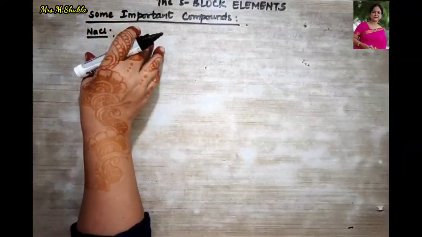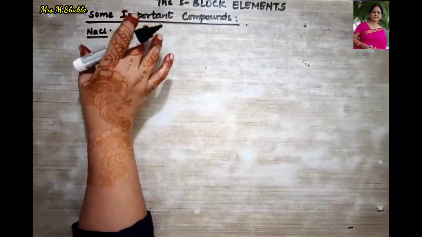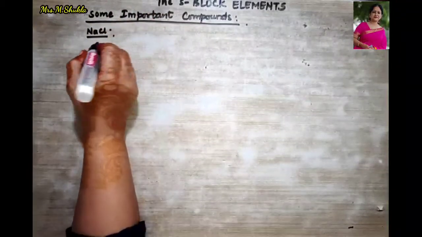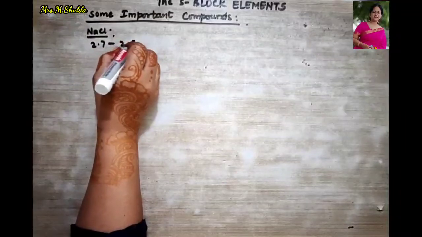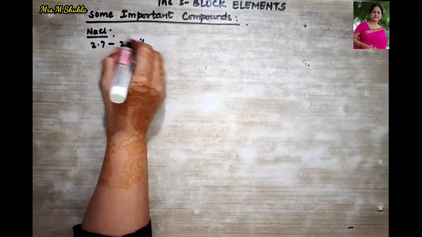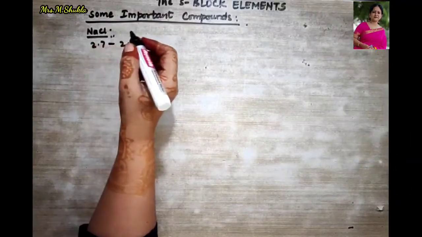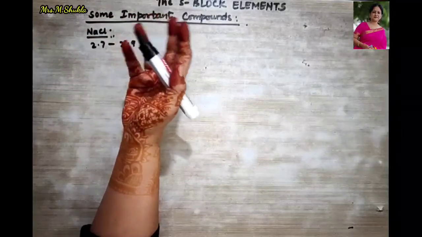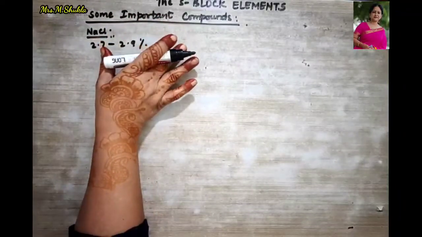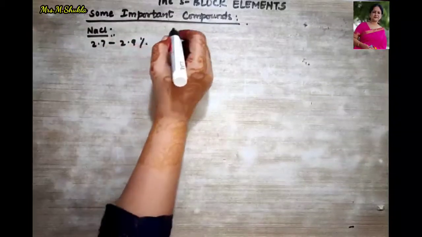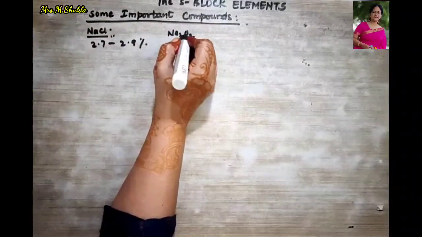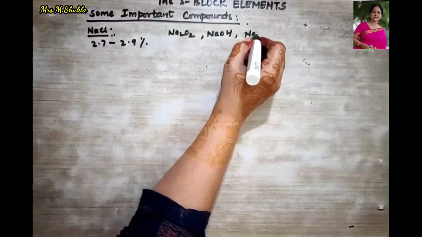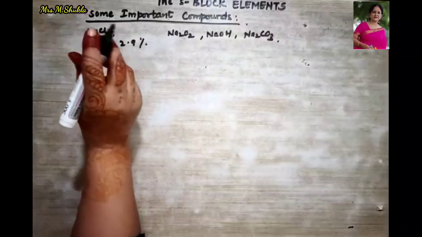NaCl, sodium chloride. The most abundant source of sodium chloride is what? Seawater. Seawater contains about 2.7 to 2.9% by mass of this particular salt, right? And it is used as the common salt that we eat daily, or we can also call it table salt for domestic purposes. It is also used for the preparation of sodium peroxide, sodium hydroxide, and sodium carbonate from NaCl, right?